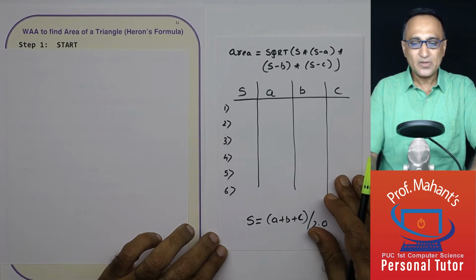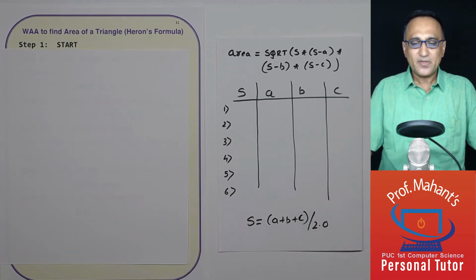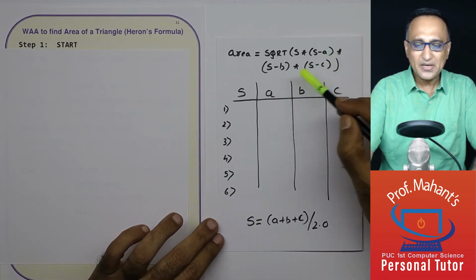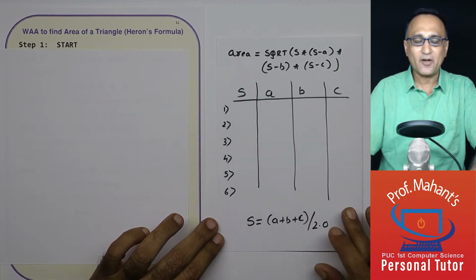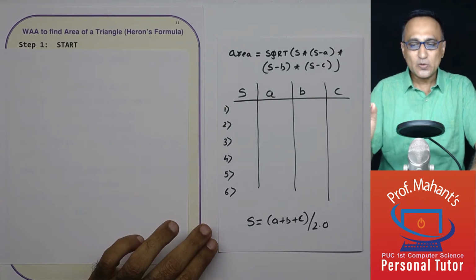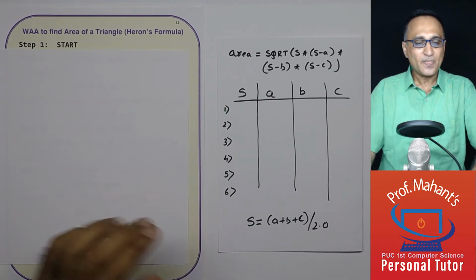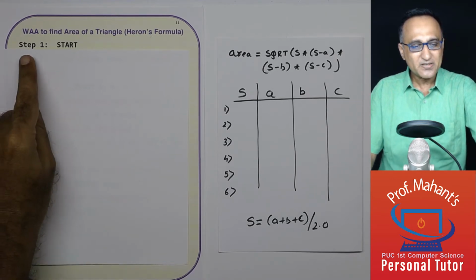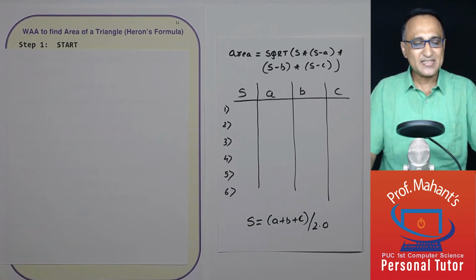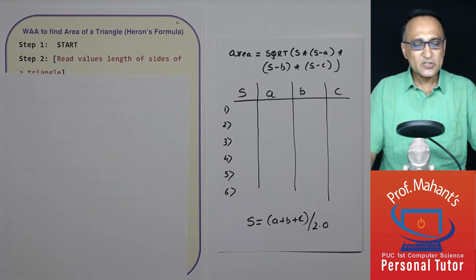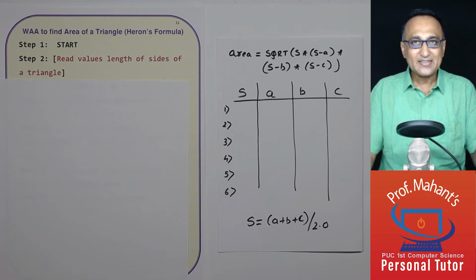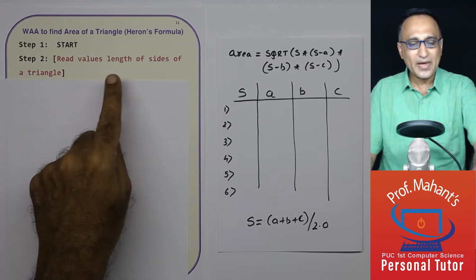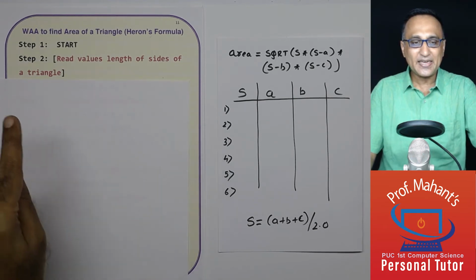So before we solve a problem, we need to first understand what data we require. We require a, b and c. s is going to be calculated and area is also going to be calculated. So we will input from the user only a, b and c. When you're writing an algorithm, you must write step 1 colon and then say start. Whatever is in the square brackets is trying to explain the next step. So I am trying to read the values of the lengths of the three sides a, b and c.